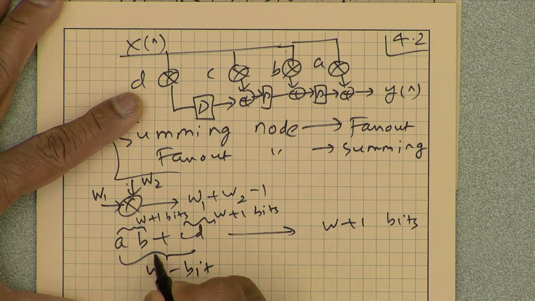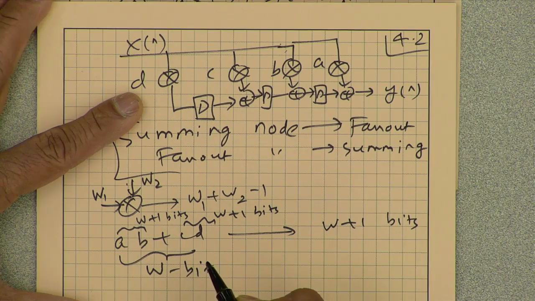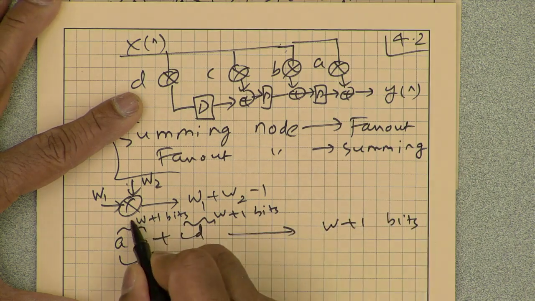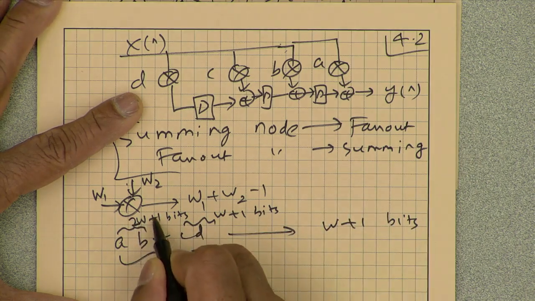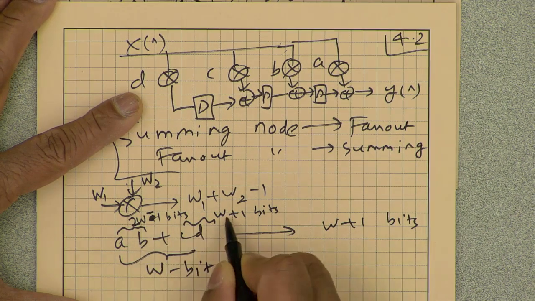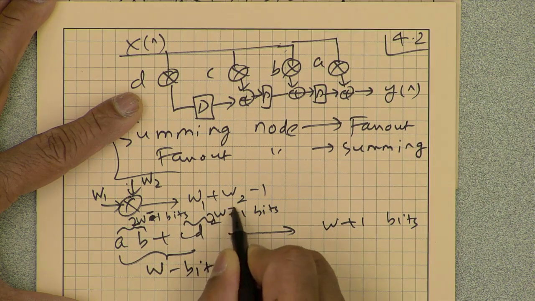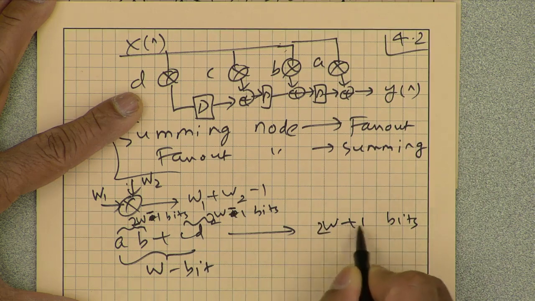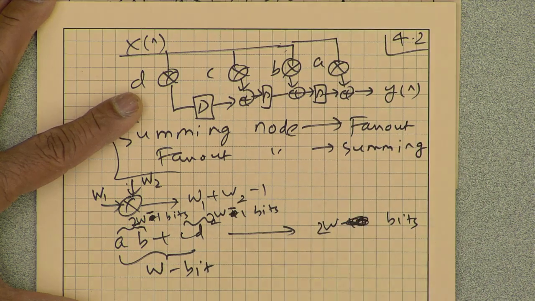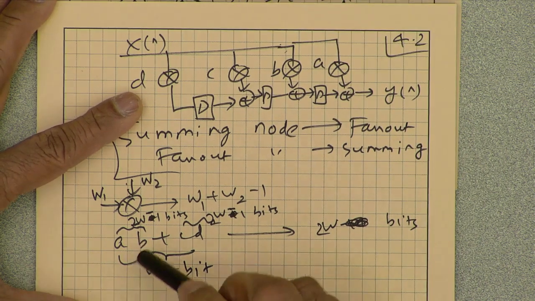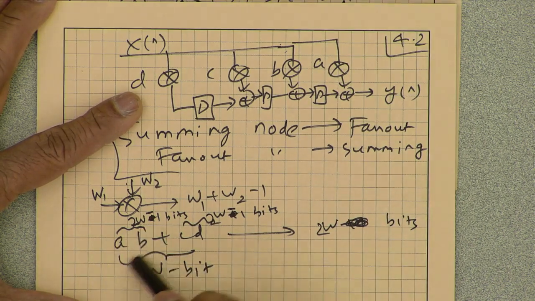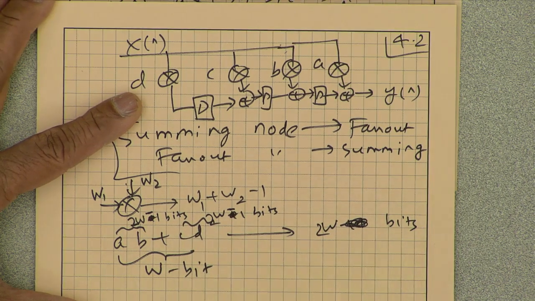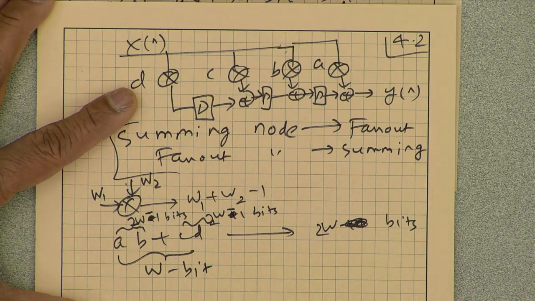So if these are... no, I made a mistake. So this is 2W minus 1 bits, and then the resulting sum will be 2W bits. Okay. So if each of these is 10 bits, then this will be a 19 bit result, and you add them, you get a 20 bit result. Okay.